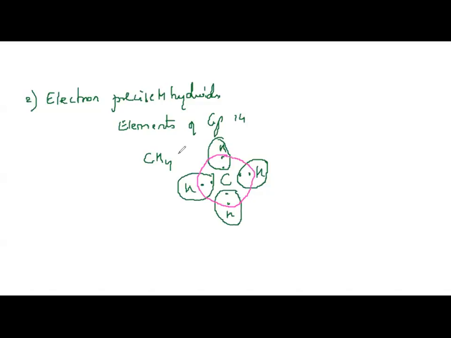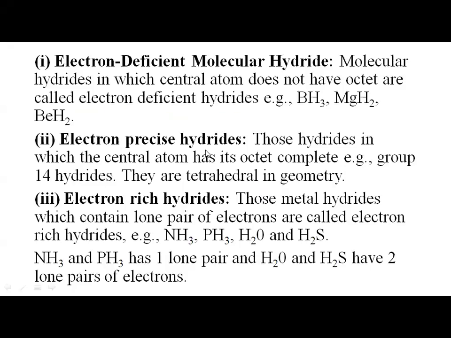And when you move down the group, carbon, silicon, germanium, bond length goes on increasing. Bond length increases down the group, therefore stability decreases. These are called electron precise molecular hydrides, especially group 14. Group 14 hydrides are electron precise molecular hydrides, and their geometry is tetrahedral.